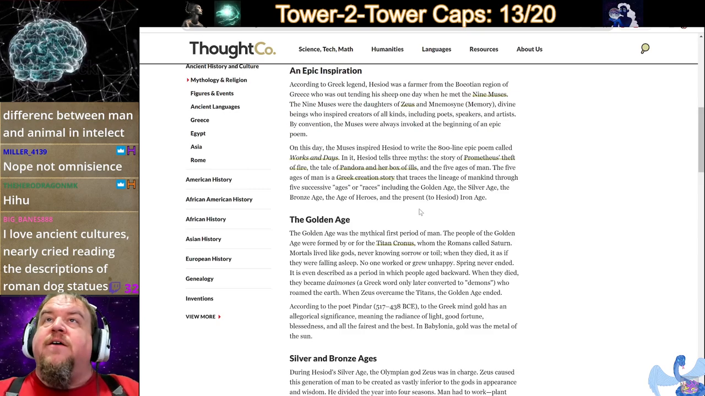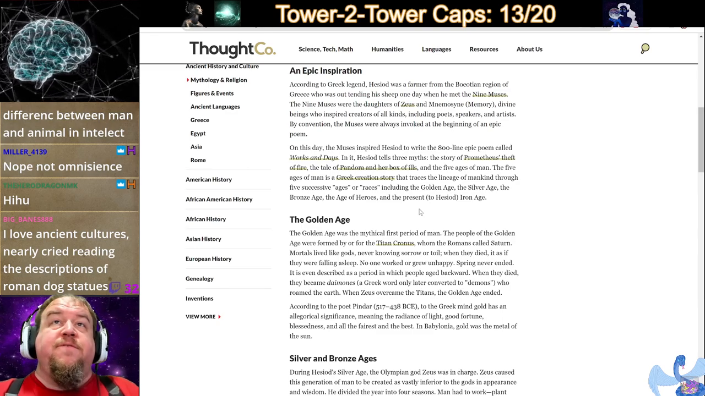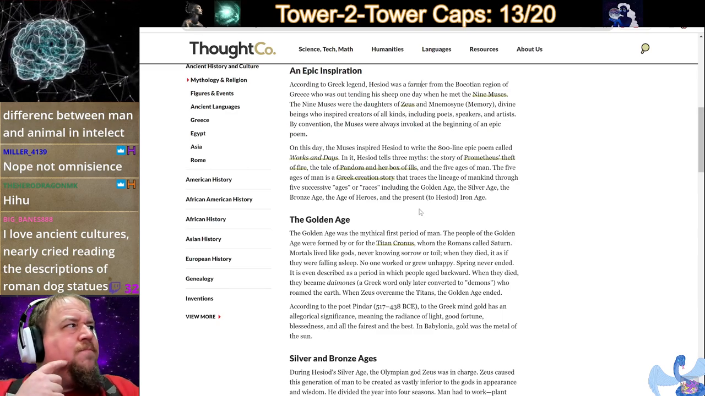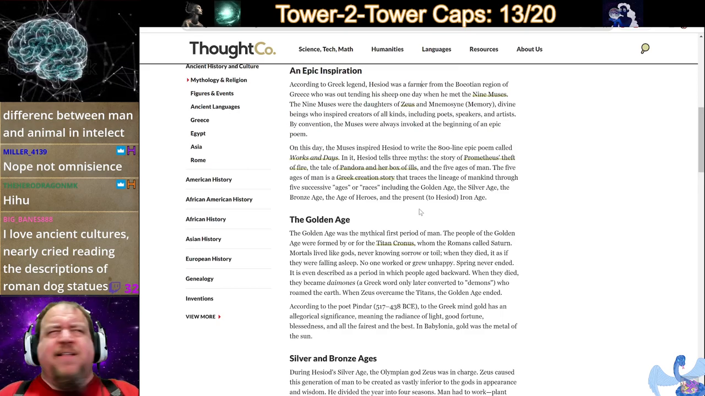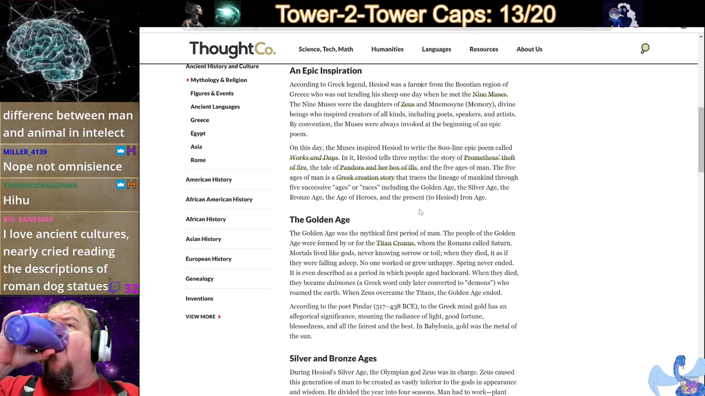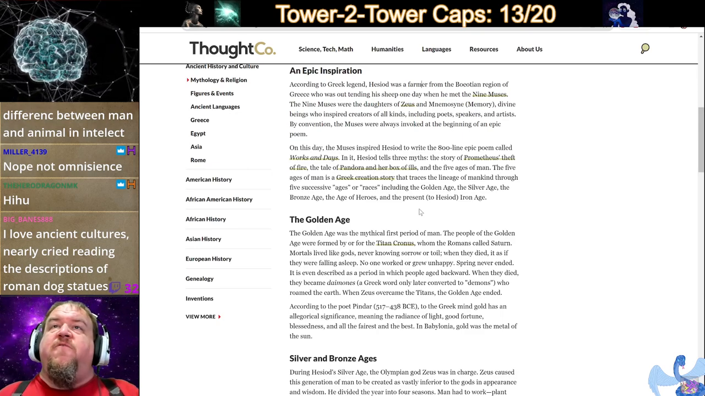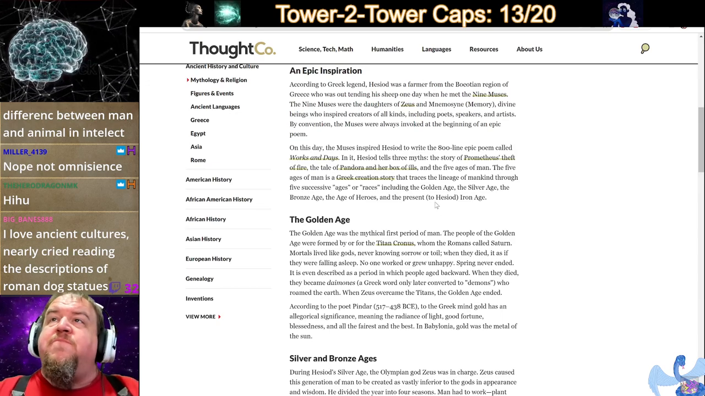In it, Hesiod tells three myths: the story of Prometheus's theft of fire. Have I used that somewhere before? It sounds familiar. I don't know where I've talked about Prometheus. The tale of Pandora and her box of ills, and the Five Ages of Man.